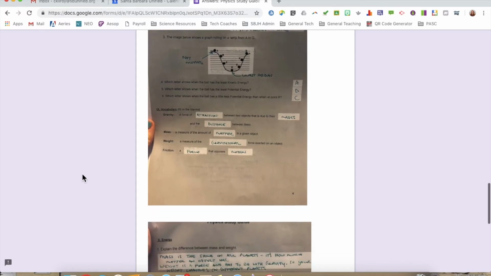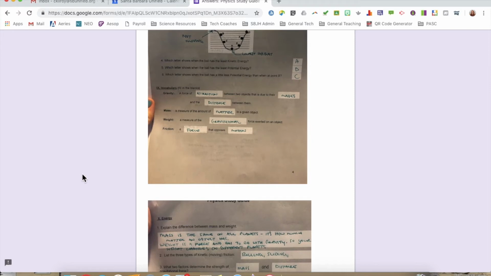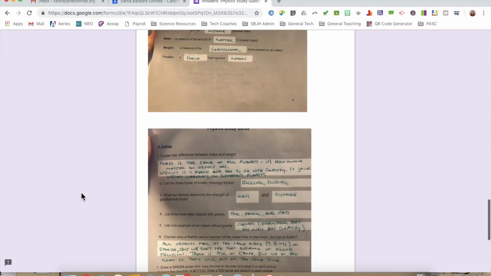More vocabulary. Gravity is a force of attraction between two objects that's due to their masses and the distance between them. If we increase the mass of the objects or decrease the distance between the objects, the gravity will increase. Mass is a measure of the amount of matter in a given object. Weight is a measure of the gravitational force exerted on an object. And friction is a force that opposes motion.